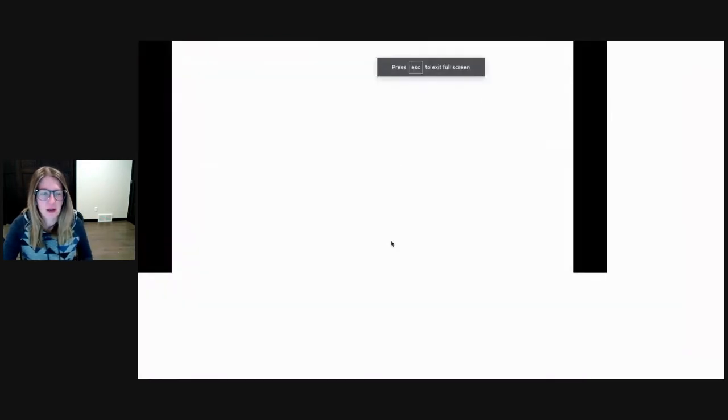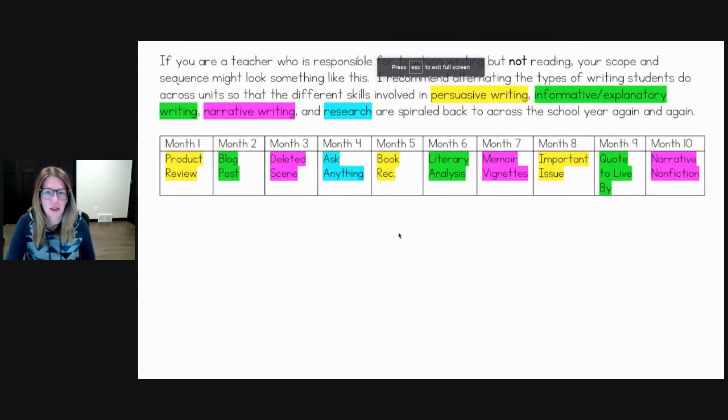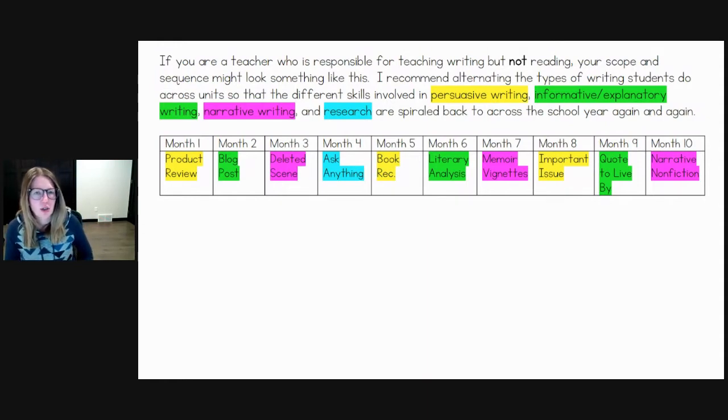Something you should know about the writing units is they are designed to be a year-long curriculum. I know I'm talking to language arts teachers who are in a variety of different teaching situations. Some of you may be just writing teachers, and some of you may teach reading and writing. If you are a teacher who's responsible for teaching writing but not reading, your scope and sequence might look something like this. I recommend alternating the types of writing students do across units so that the different skills, like persuasive, informative, explanatory, narrative, and research, are spiraled back to again and again across the school year. So this would just be an example of alternating those different genres, and as writing teachers, you get to teach writing all year long.